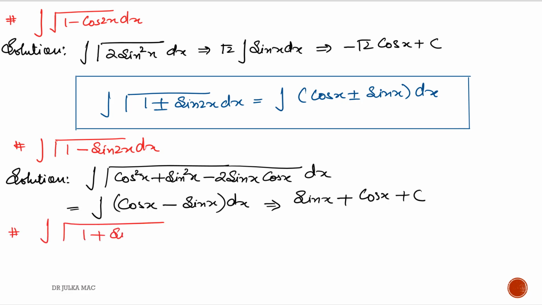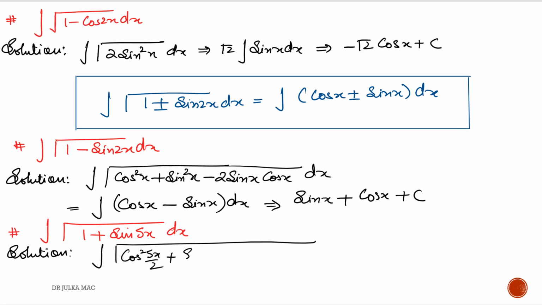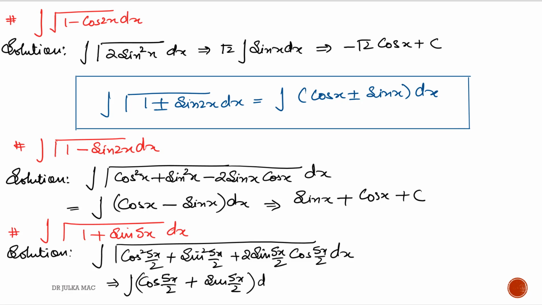One more example, integration of the root of 1 plus sin 5x. We can replace 1 by cos square 5x by 2 plus sin square 5x by 2, and sin 5x by 2 sin 5x by 2 into cos 5x by 2. This is the formula of (cos 5x by 2 plus sin 5x by 2), which equals sin 5x by 2 divided by 5 by 2 minus cos 5x by 2 divided by 5 by 2 plus c.